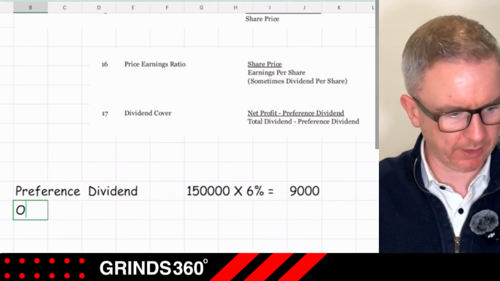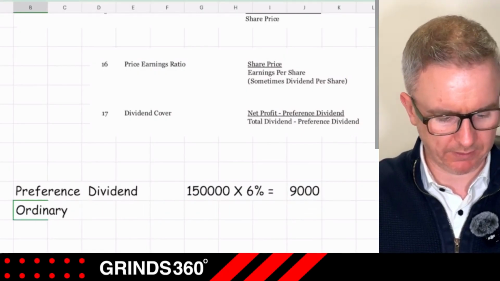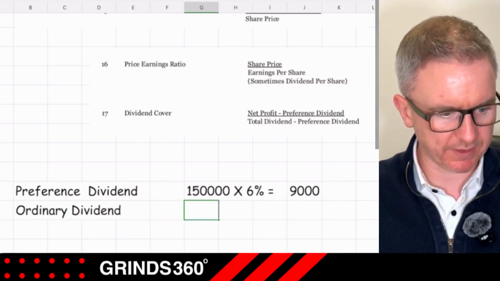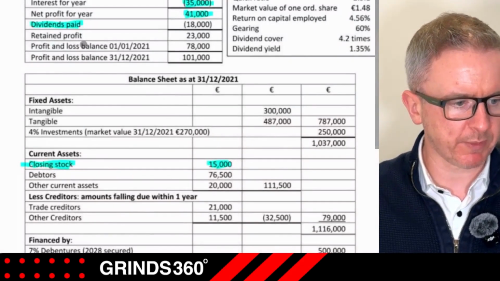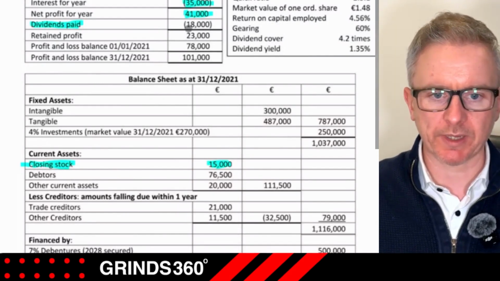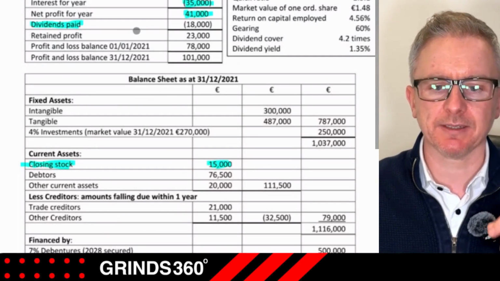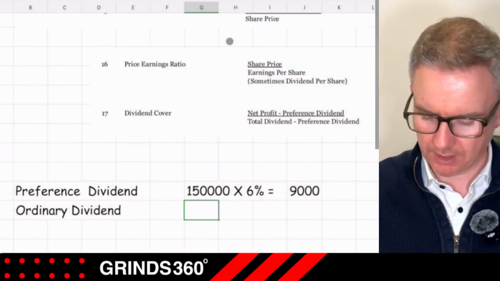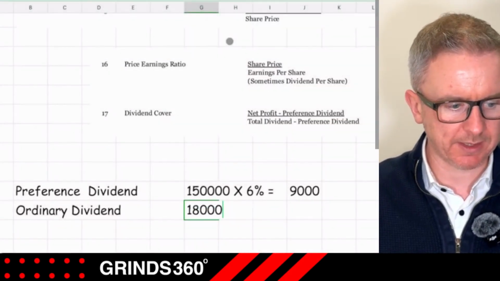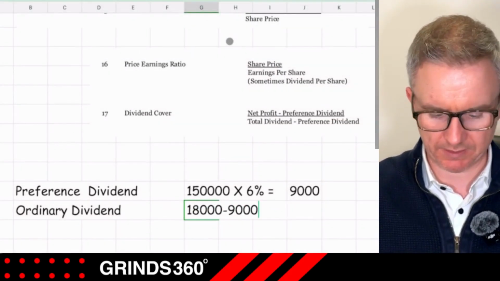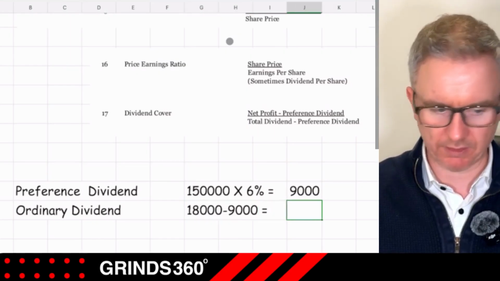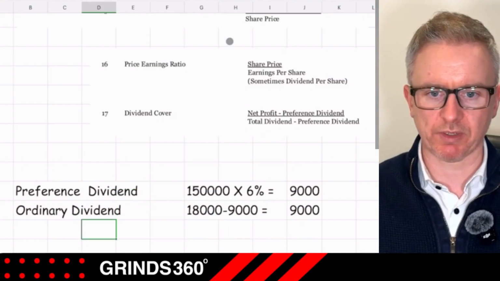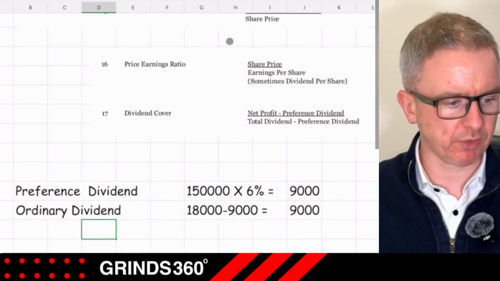Then I would come along and I would say, right, my ordinary dividend. What does that have to be? If my preference dividend is 9,000, I look at the ordinary dividend that was paid. Okay, how do I get that ordinary dividend that was paid? I take the dividends figure paid. The total dividend was 18,000. And all I'm doing is coming along and I'm saying 18,000 minus 9,000 gives me an ordinary dividend of 9,000 euro here. So now I have my preference dividend, I have my ordinary dividend, because I do need those quite a bit during the question.